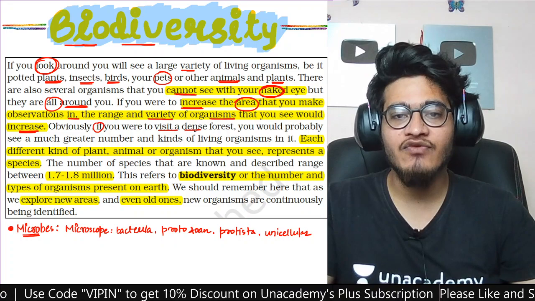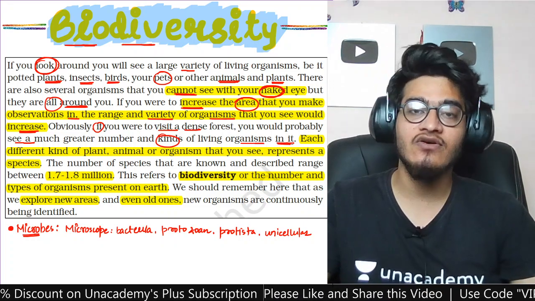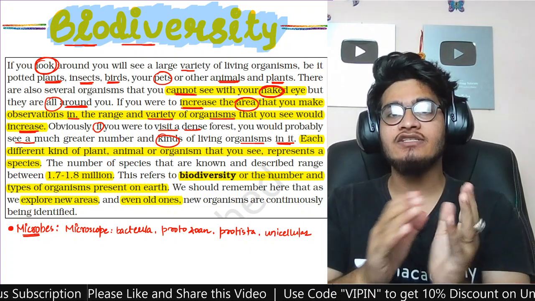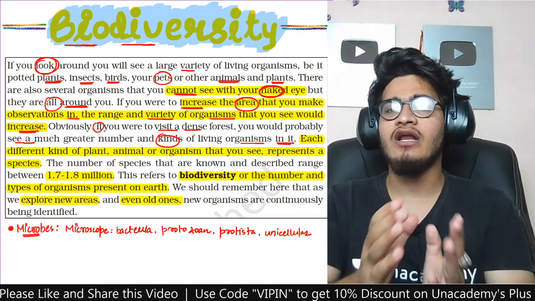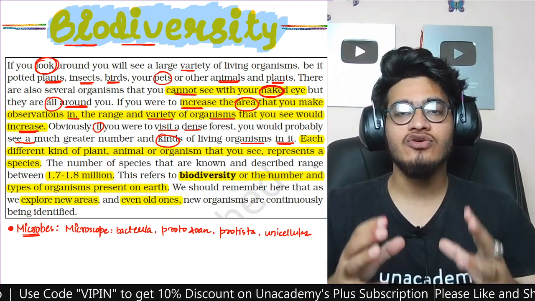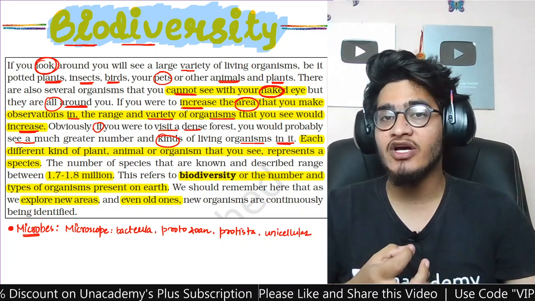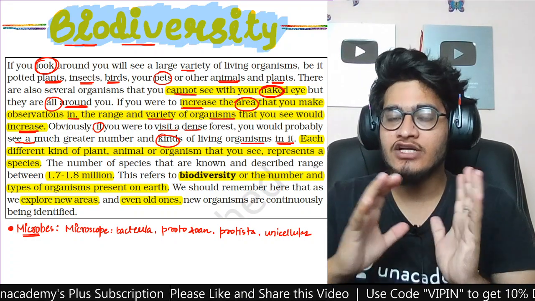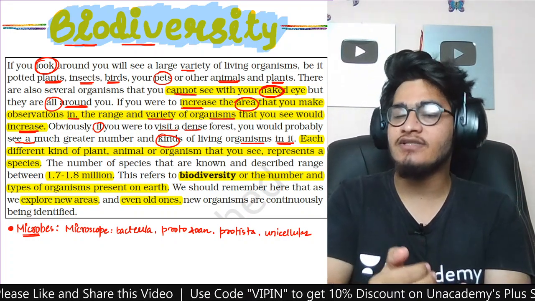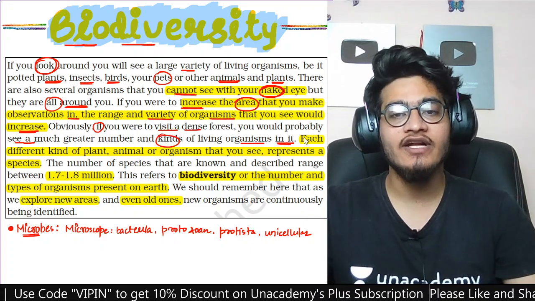Obviously, if you visit a dense forest, you will probably see a much greater number and kind of living organisms in it. This is also a very important line. You will go to a well-sustained ecosystem. In a forest, there is a variety of materials to eat. There are good resources that can sustain a lot of organisms in that locality. In a particular forest, there will be a variety of grasses, a variety of plants, and a lot of animals depending on those plant products. So it is well sustained. It has all different levels of organisms. So if you go to a dense forest, you will find a lot of species, just because of the sustainability and good productivity of a forest ecosystem.